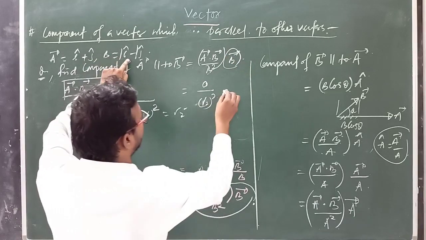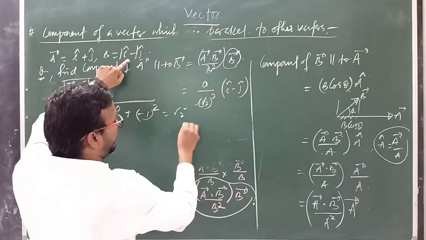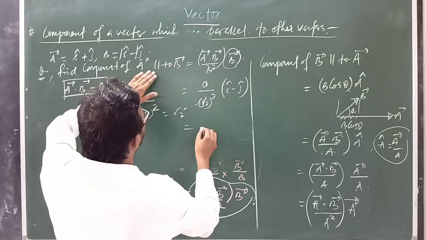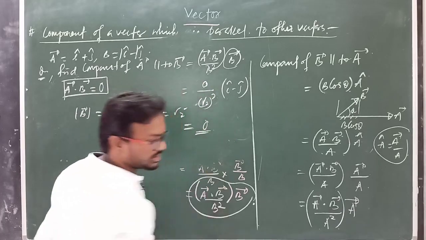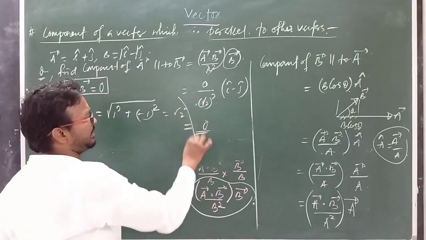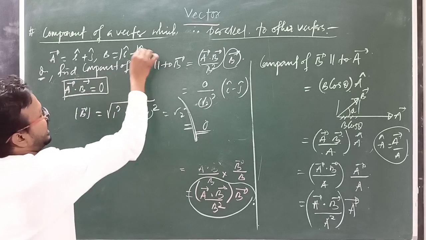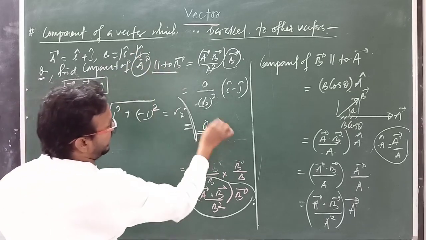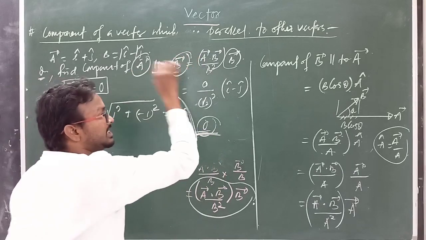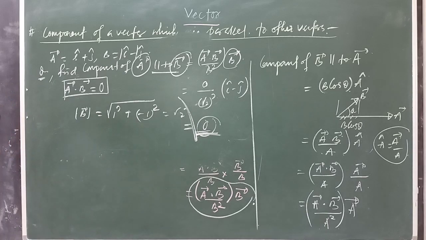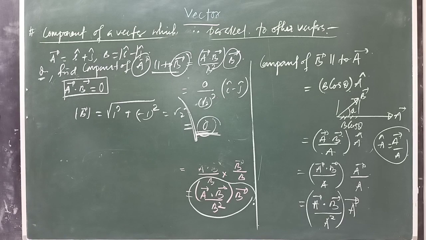and B vector here is I cap minus J cap, and finally we get the value 0 into 0. So you get the final answer 0, or you can find different types of values. Clear? So this is how to find the component of vector A parallel to B, and here it is 0. There is no parallel component of vector A along vector B. Clear? So this is all about the component of a vector which is parallel to another vector.